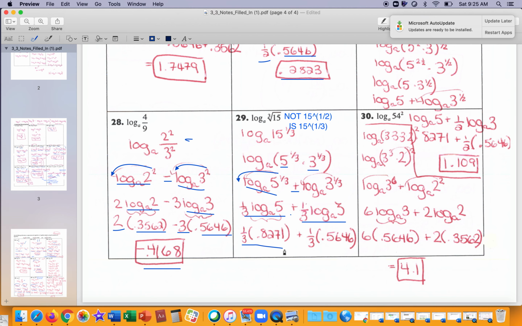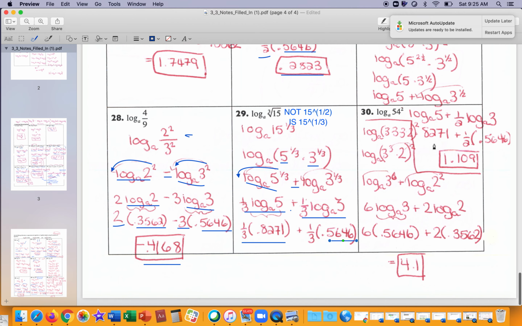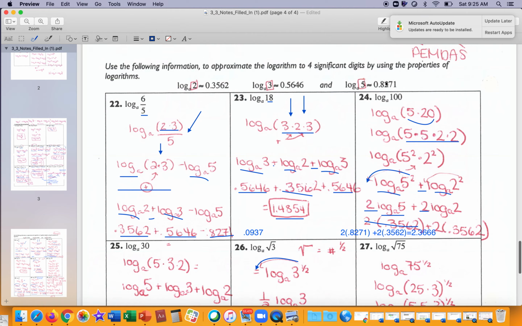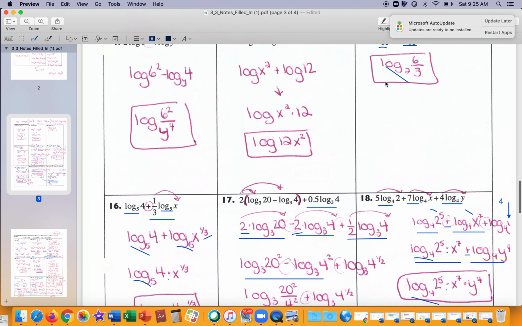And then we multiply log base A of 5 times a third. We multiply log base A of 3 times a third. And then you can do the rest and get your answer. So the same thing for 30. Okay? So now you're going to try your practice sheet, reviewing, expanding, and condensing. So again, we did some of the harder ones today.